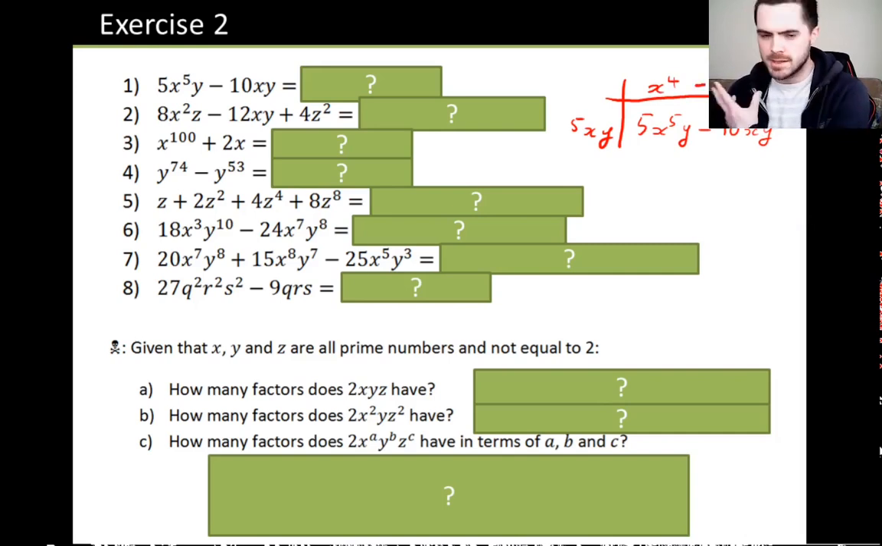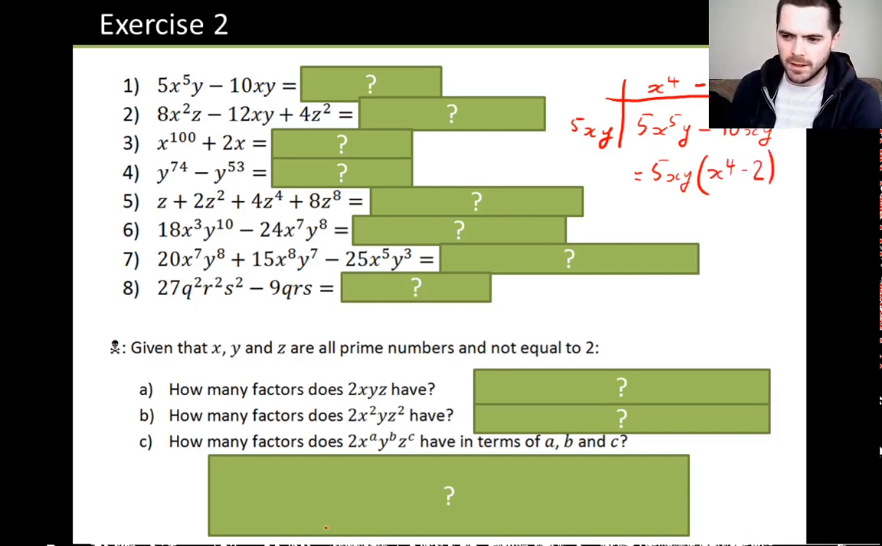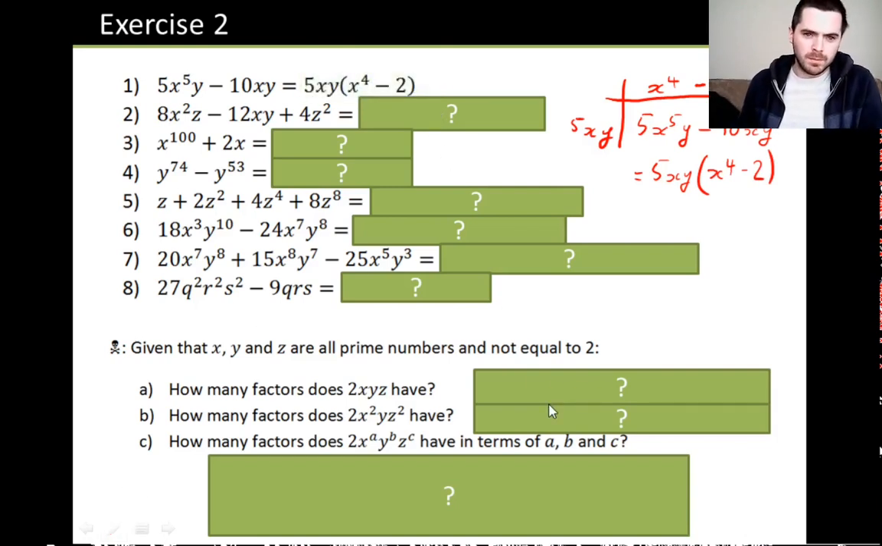Minus sign in the middle, same sign, so we're happy with that. 5 times 2 would give us 10. X has been taken care of, y has been taken care of, which means when we factorise this, it is 5xy from the left times x to the power of 4 minus 2. And if I reveal that, exactly what we were looking for.